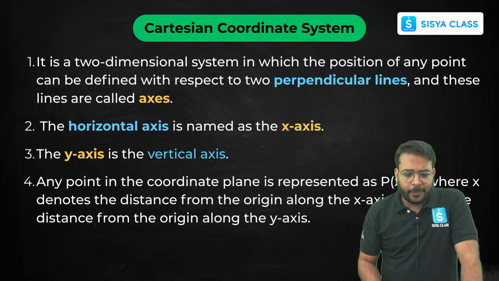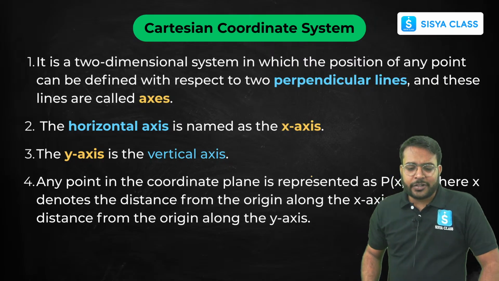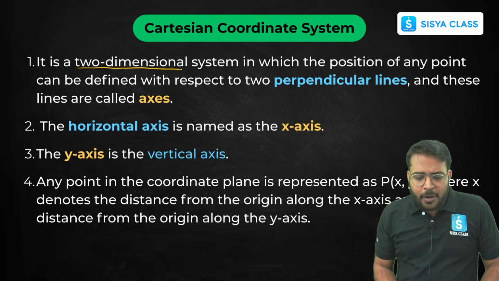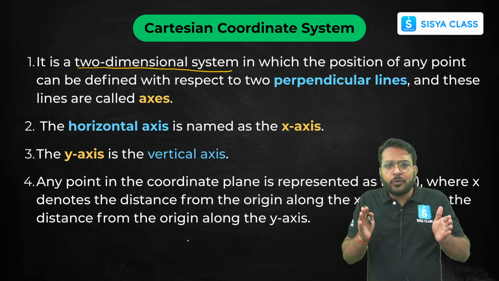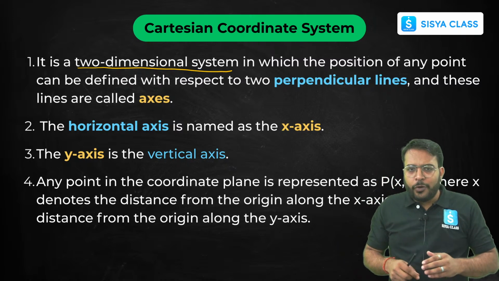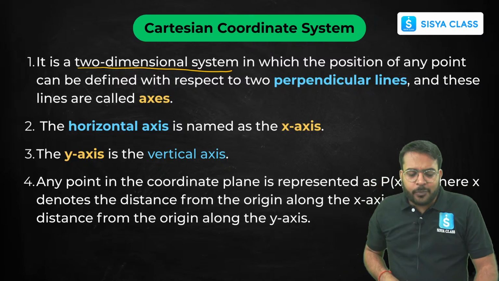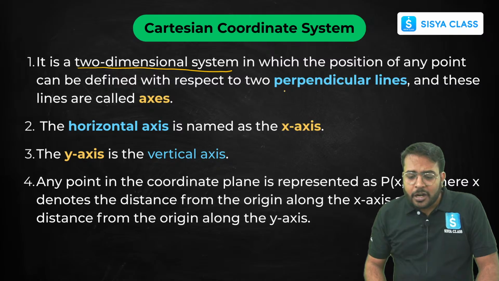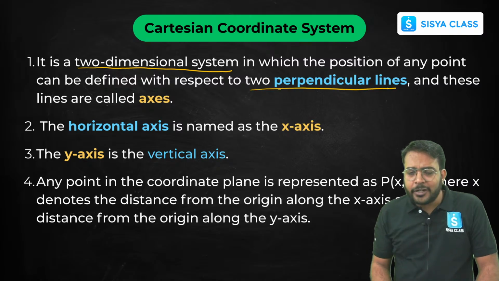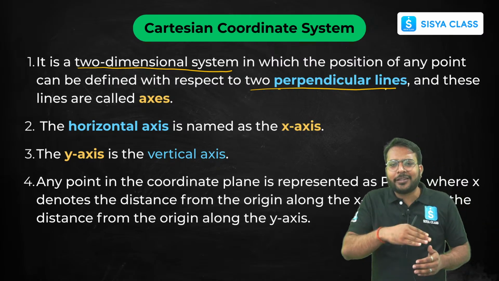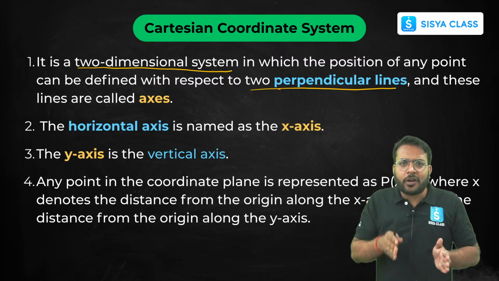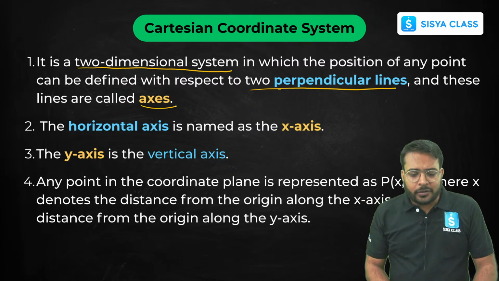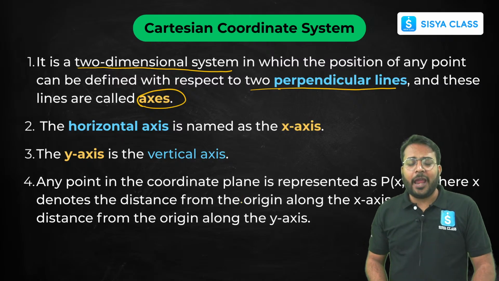So what is the Cartesian coordinate system? It is a 2-dimensional system, where if we locate any point, that point is represented with respect to 2 perpendicular lines, and these 2 perpendicular lines are nothing but your x-axis and y-axis. You know that these 2 are always perpendicular to each other, and together they are called axes.